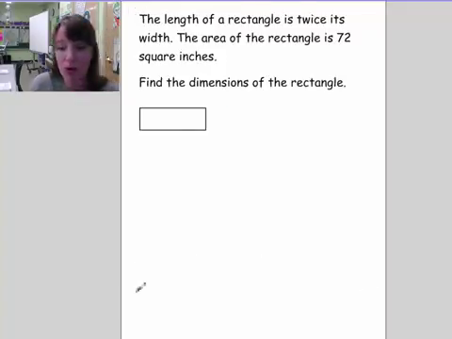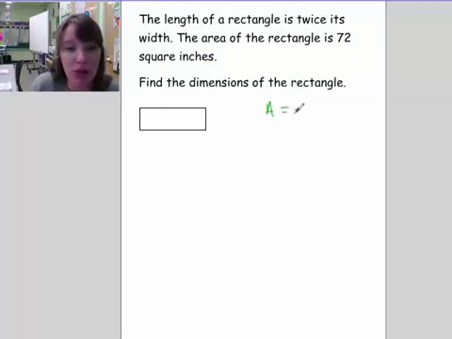Now let's go over some word problems involving geometric formulas. So this is a lot like the consecutive integers, where we're going to make a little chart. So the length of a rectangle is twice its width. The area of a rectangle is 72 square inches. Find the dimensions. So let's just write down some formulas we need. We know that the area of a rectangle is length times width.